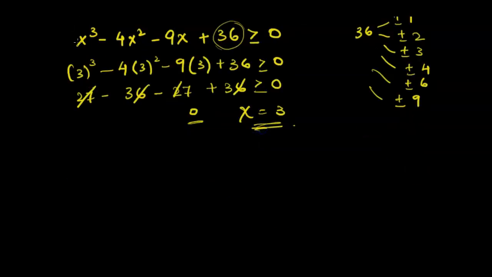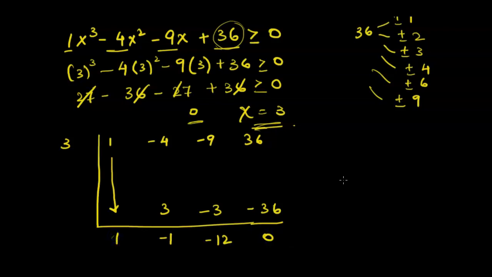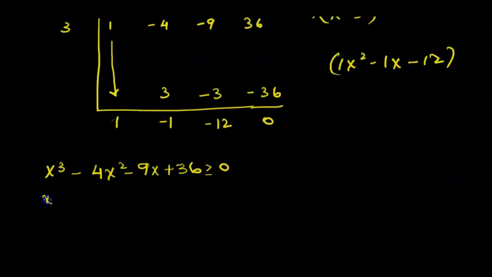We can use this root with these coefficients and undergo synthetic division to get the rest of the factors. We have 1, negative 4, negative 9, 36. We bring down the first number as is. 3 times 1 is 3. When we add this up, we get negative 1. 3 times negative 1 is negative 3. When we add this up, we get negative 12. 3 times negative 12 is negative 36, and that gives us 0. So the quotient is x squared minus x minus 12. The divisor, which is also called the factor, is x minus 3. So this function can be written as x minus 3 times x squared minus x minus 12.